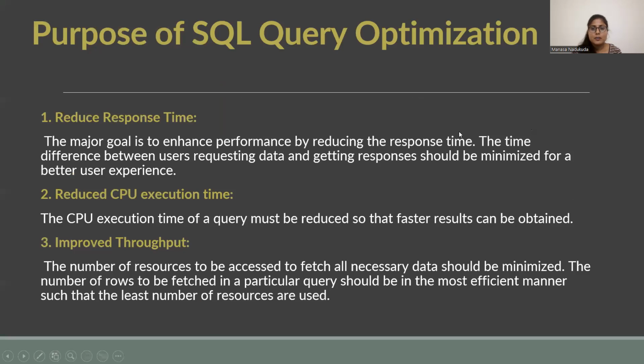Next, going to the purpose of SQL query optimization. The purposes are reduced response time, reduced CPU execution time, and improved throughput. For reduced response time, our major goal is to enhance the performance by reducing the response time. Coming to reduced CPU execution time, we can obtain faster results if we reduce the CPU execution time. And then improved throughput.